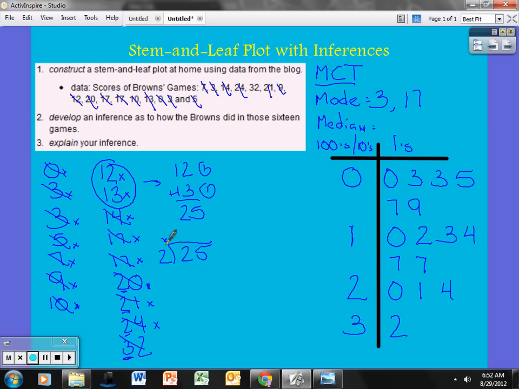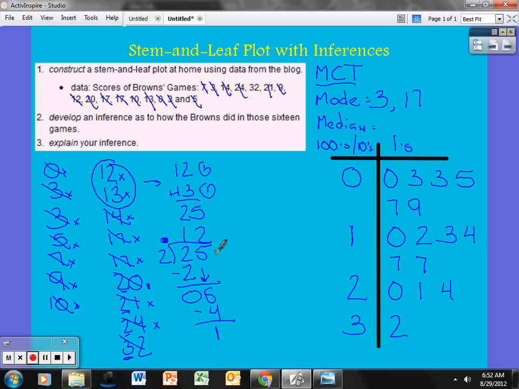I just put a multiplication sign here. I'll put a little dot there. 2 times what gives me 2? 2 times 1. I subtract. That's a 0. I'll bring down the 5. 2 times what gives me 5? Well, 2 times 2 gives me close to 5. That'll give me 4. I have a remainder.